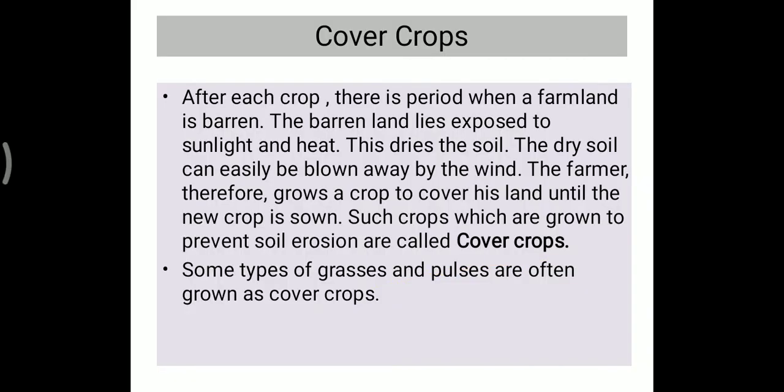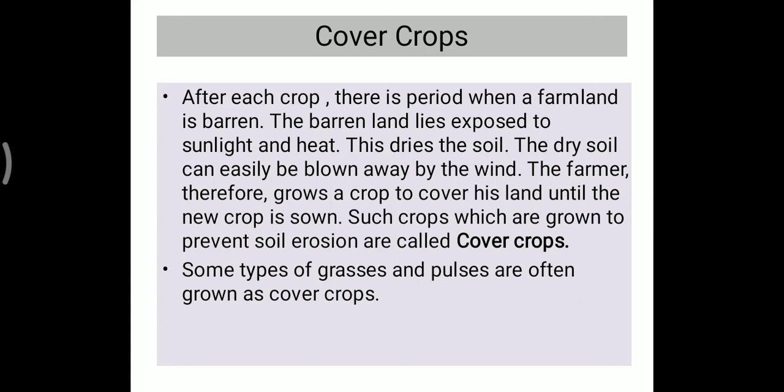So the second method of soil conservation is cover crops. Children, you might have seen that a farmer, after growing one crop, leaves the field uncultivated for a few months. Then the farmer grows another crop in another season. After harvesting the crop, he again leaves the field uncultivated. He continues this process. He grows one crop, leaves the field for a few months, then grows another crop. So in between this time, the farmland remains uncultivated.